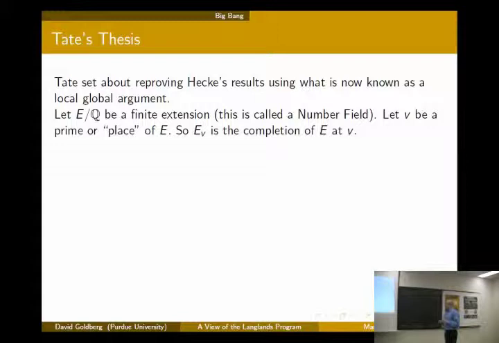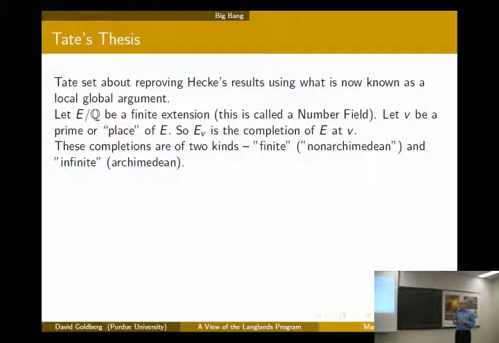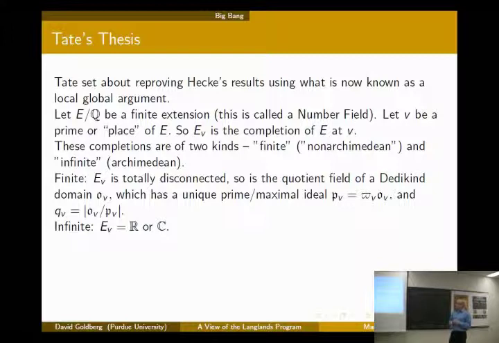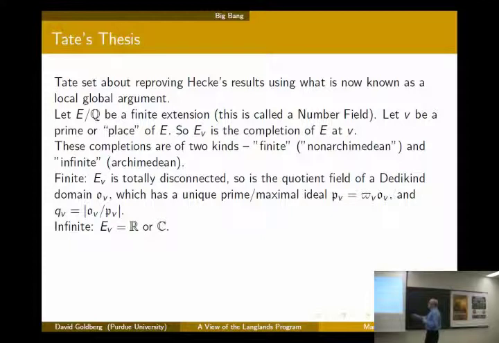So completions come in two kinds. They're finite or non-Archimedean completions and infinite or Archimedean. So a finite completion is totally disconnected. It's the quotient field of a Dedekind domain, so it has a ring O_E which has a unique prime or maximal ideal. You just call it P_E, and it's principal. And so we use pi_E for a generator, and in fact the quotient is a finite field. This quotient has to be a finite field because it's a maximal ideal. And so q_E has to be, in fact, a prime power.